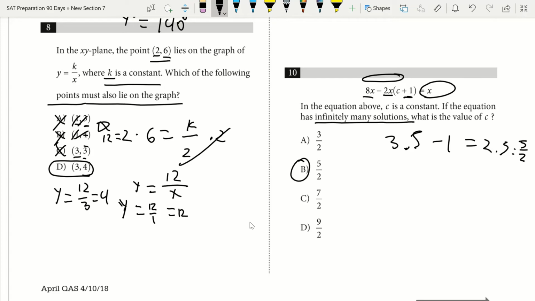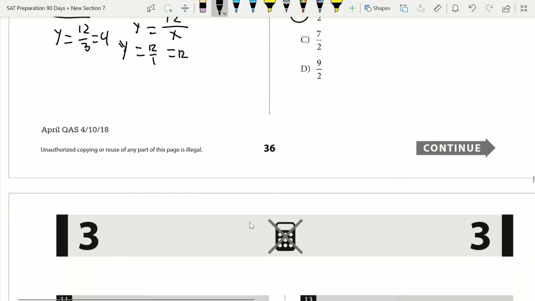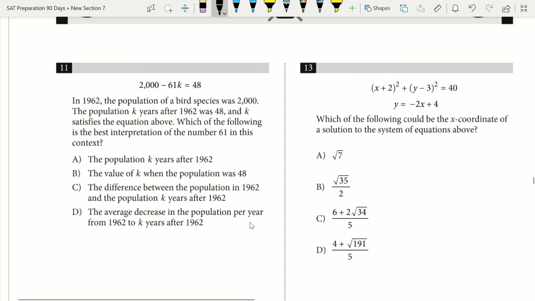So as far as things you should put in your notes for this one, if we have an equation that has infinitely many solutions, then that means that they're identical equations. So we have an x here. Well, x has to equal x then. So 8x minus 7x is going to leave us with x. Therefore, we know that this 2 times c plus 1 is going to have to give us 7. We know that 2x times 3.5 gives us 7, but we have a plus 1 here, so we want to subtract 1 from 3.5, and we get 2.5. So really the big thing there is understanding that infinitely many solutions means we have to have equivalent equations.